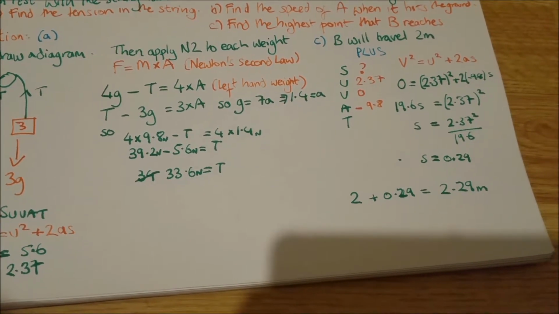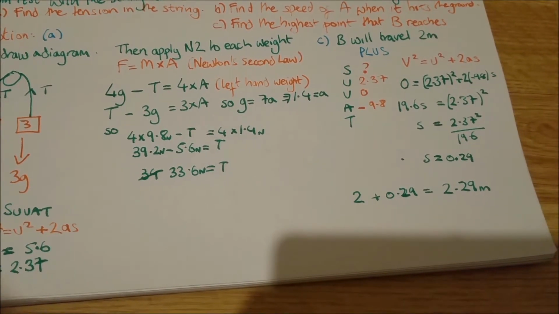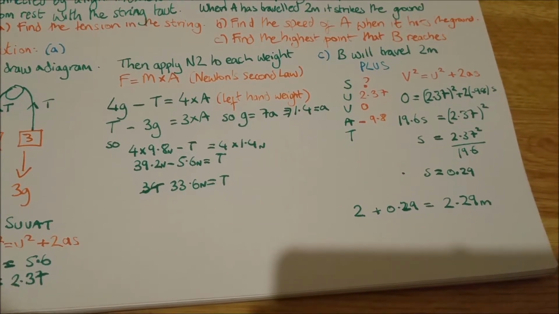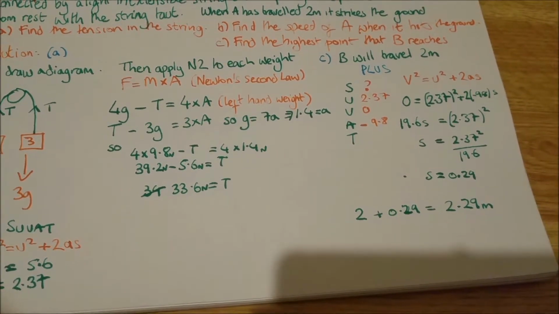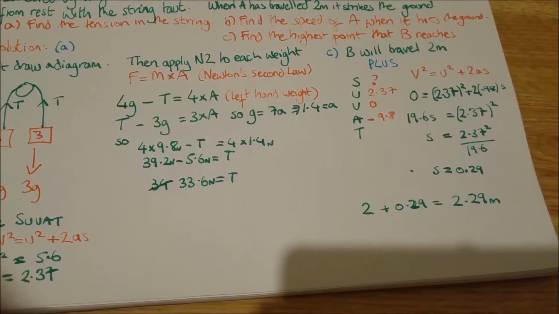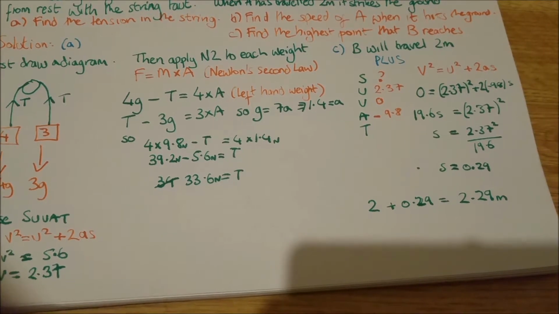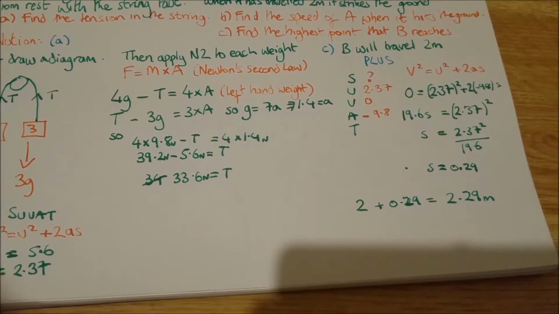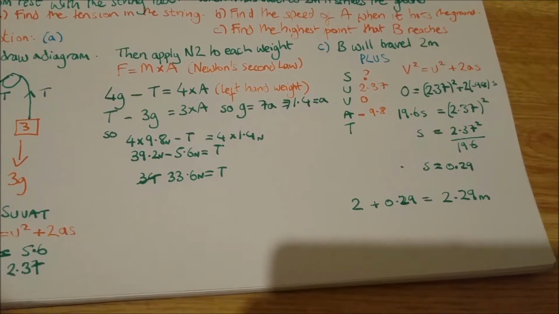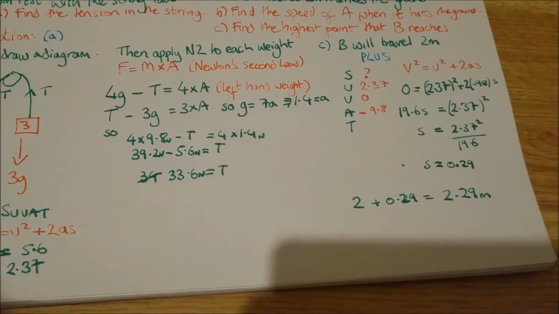s is the thing we want to find out. u is the speed we got previously, 2.37. v is 0, because that will be the velocity at the highest possible point, and this time acceleration is minus 9.8. A is not providing any force. Tension doesn't exist anymore, nothing's pulling this thing up anymore. So it's just gravity, so minus 9.8. Run SUVAT again, find out how much extra distance you get.